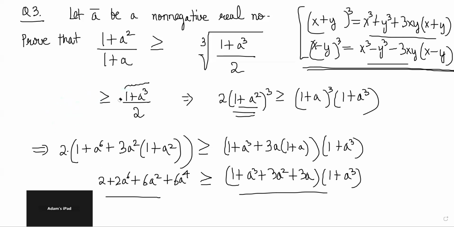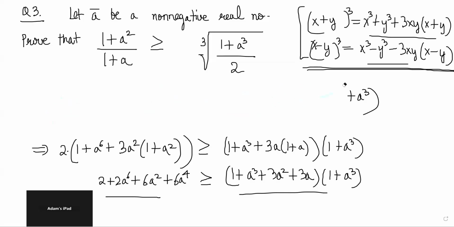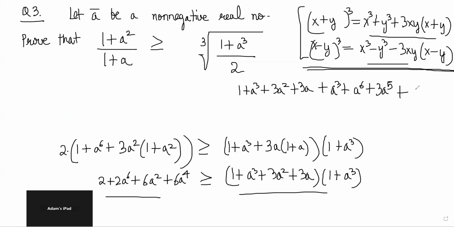We have to simplify it. On the right hand side, you have to multiply correctly without making mistakes and then bring it to the left hand side. You will get 1 + a^3 + 3a^2 + 3a + a^3 + a^6 + 3a^5 + 3a^4, right? On this side, you have this stuff, correct?